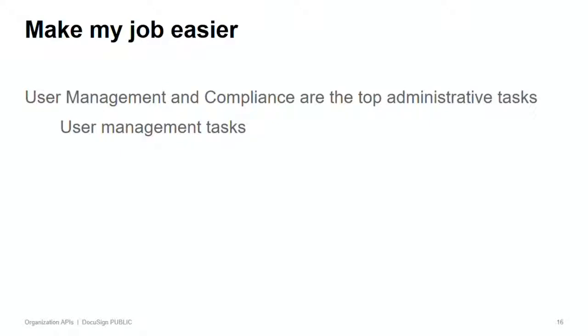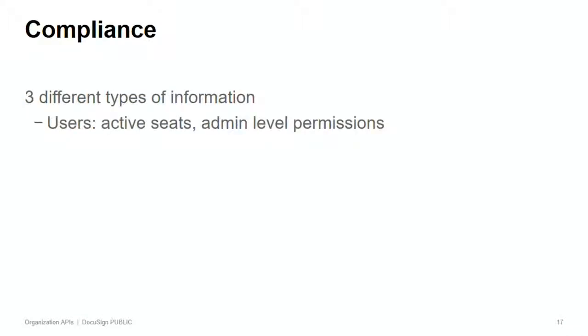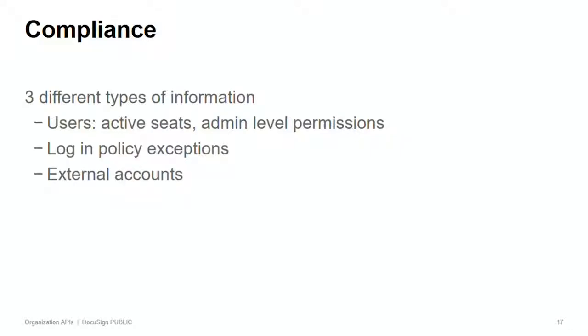So that was a little bit on user management, how we go about that. The other piece that is increasingly important is compliance. Making sure everything's up to date, making sure the users in the DocuSign system are the users that are supposed to be there. So there's 3 types of information that are typically asked for from a compliance perspective where users are concerned. You want to know how many active seats are in DocuSign, how many users are actually in the product, who has admin level permissions, who can affect the account, who can change things in there.